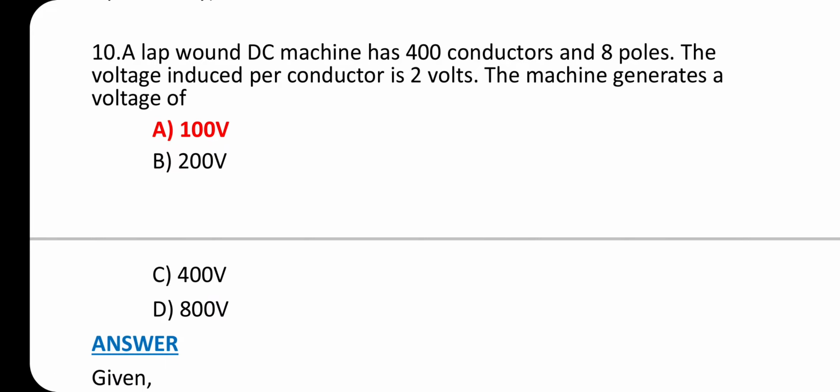Question number 10. A lap wound DC machine has 400 conductors and 8 poles. The voltage induced per conductor is 2 volt. The machine generates a voltage of, answer option A, 100 volt.